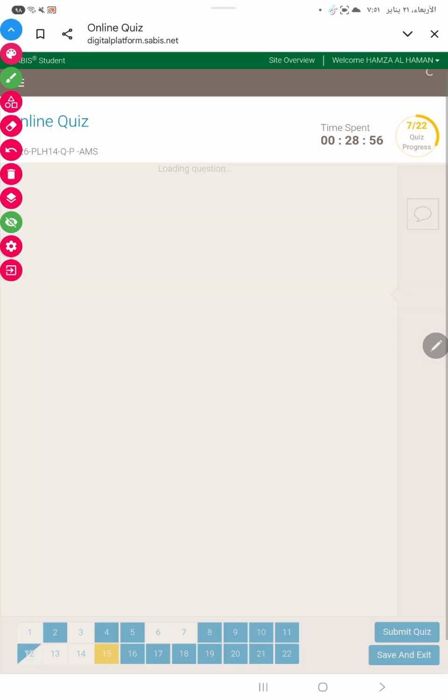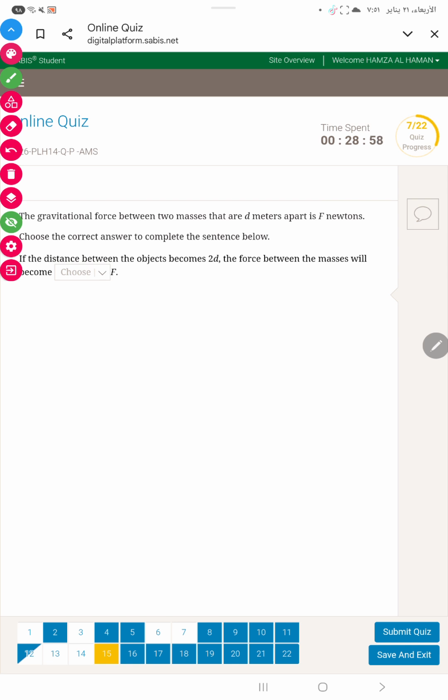Question 15. The gravitational force between two masses d meters apart is F newtons. Choose the correct answer to complete the statement below. If the distance between the objects becomes 2d, the force between the masses would be... If the distance increases, the force would be... If distance becomes twice, the force would be 1/4. According to Newton's law of gravitation, force is inversely proportional to the square of distance.